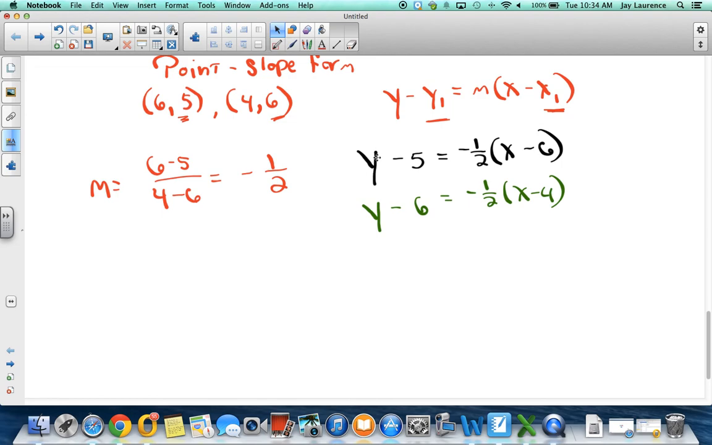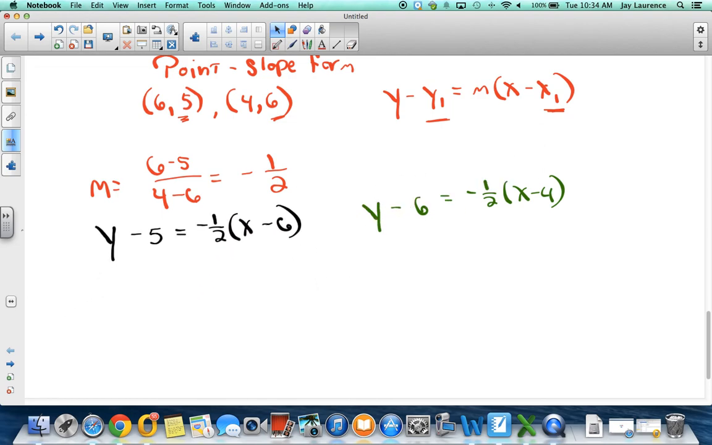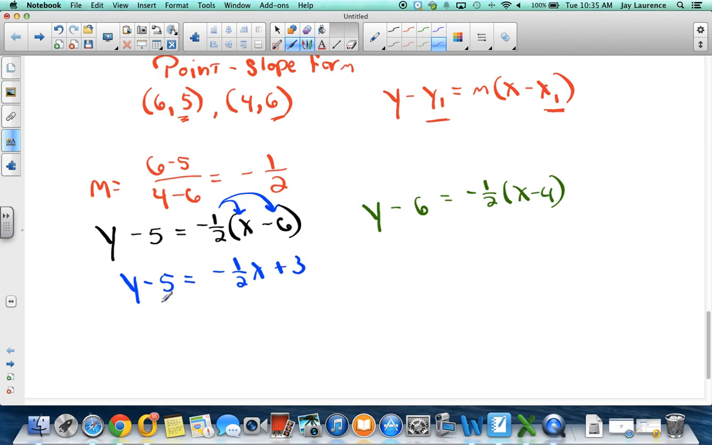I'm going to take both of them and I'm going to convert them to slope-intercept form. All right, so first thing I'm going to do is distribute. And so I'll get y minus 5 equals negative 1/2 x plus 3, right? Then I'm going to add 5 to both sides. And so y is going to equal negative 1/2 x plus 8.